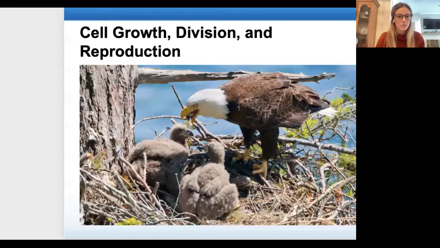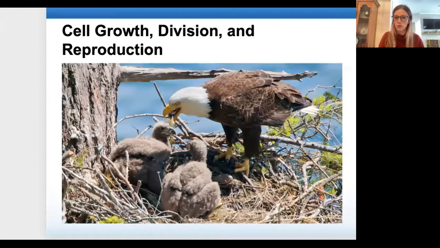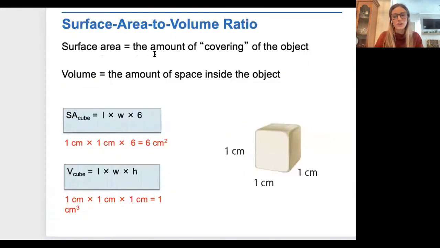So today's first set of notes, I'm going to go ahead and share my screen with you. The first set of notes is going to be cell growth, division, and reproduction. Feel free to pause the video at any time and write down what I'm saying, or to pause and write down everything that's on the screen and then listen to what I'm saying and take more notes that way. So first up is the surface area to volume ratio.